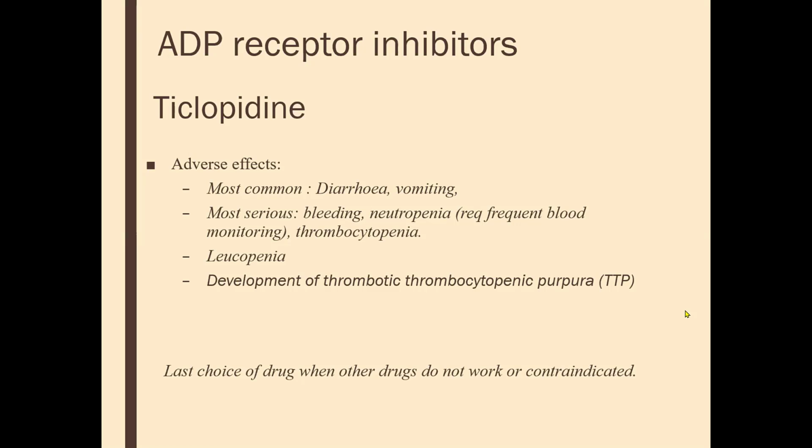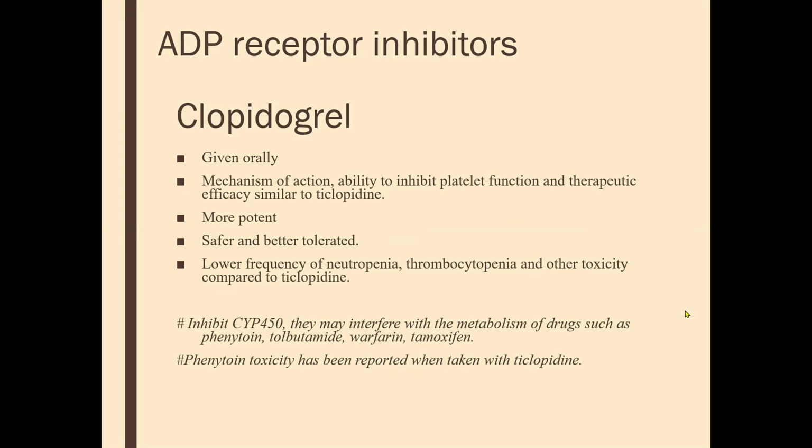Usually nowadays ticlopidine is mainly kept as a last choice. So clopidogrel and prasugrel are more preferred over ticlopidine, right? Ticlopidine actually is the first of the class, but because of the adverse effects, we have the other better drugs like clopidogrel, which have a similar mechanism of action as well as efficacy, right?